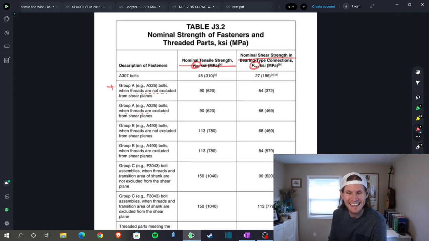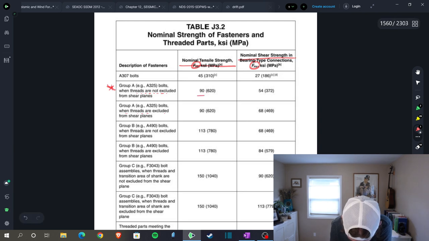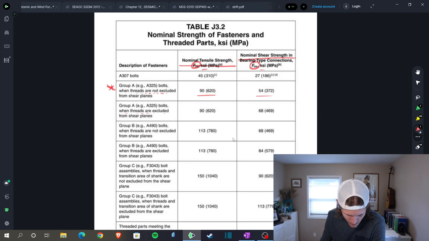We have threads included in the shear plane. So when threads are not excluded from the shear plane, that's that double negative. So we have FNT of 90 and FNV of 54. Keep those numbers in the back of your head. We're going to stay in the manual and move a little bit forward now to section J3.6.